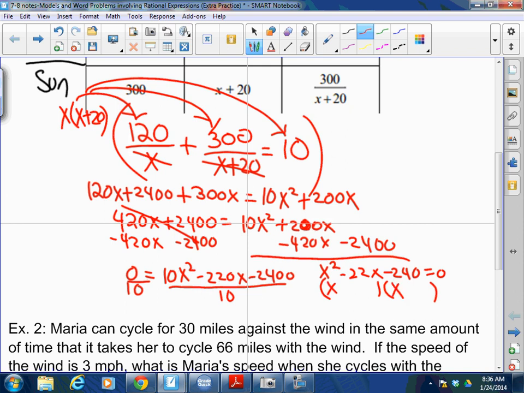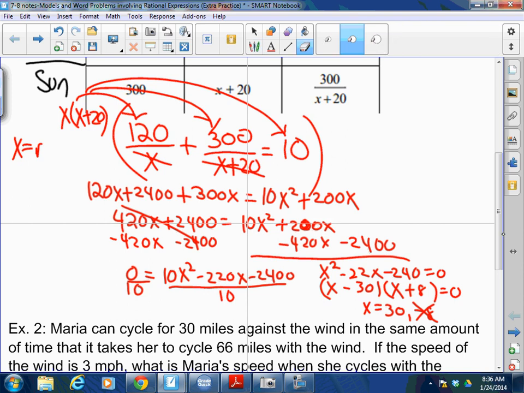So what times what is negative 240, but when added together is negative 22? Negative 30 and positive 8. So x equals 30 and negative 8. You can't have negative miles per hour. So the rate is 30 miles per hour.